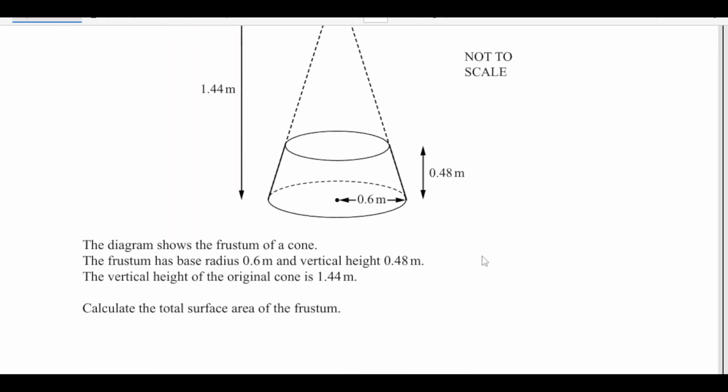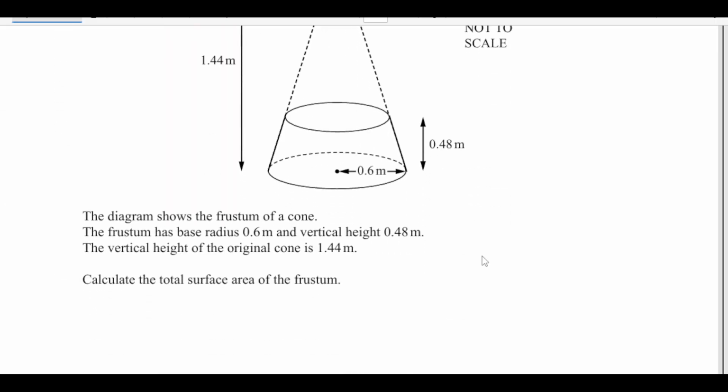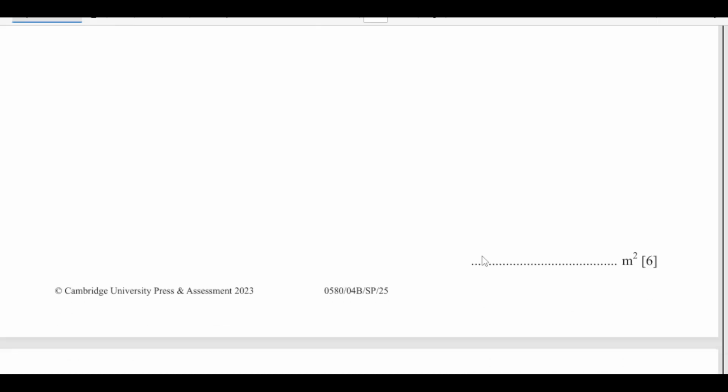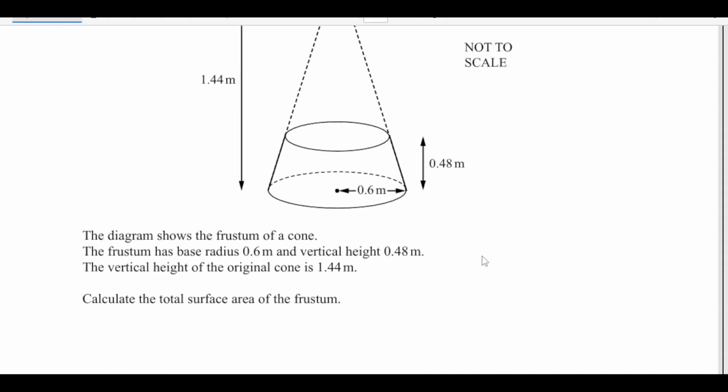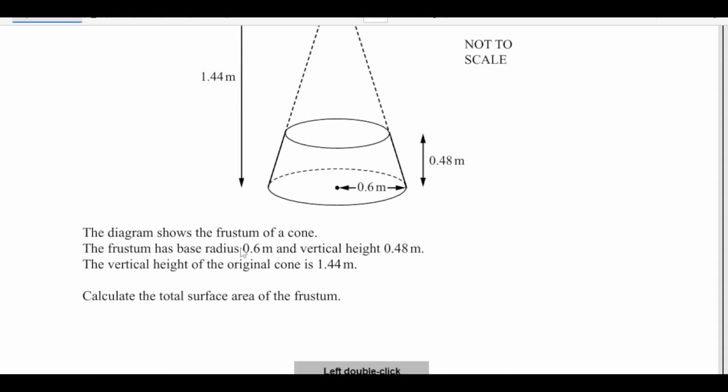Now number 20, this is the last question of this paper, and this is a bit tricky and it is a 6 marks question. So let's do that one. We have this cone here. The diagram shows a frustum of a cone. The frustum has base radius 0.6 and vertical height 0.48. The vertical height of the original cone is 1.44. Calculate the total surface area of the frustum.